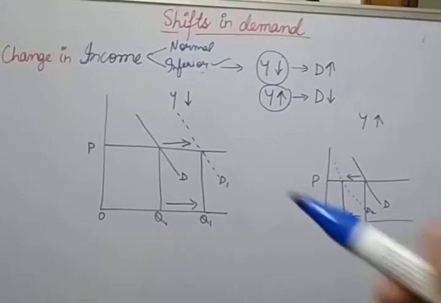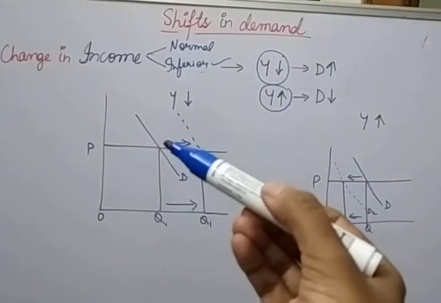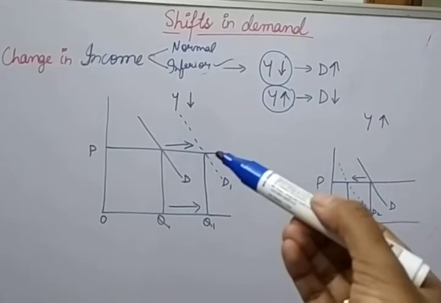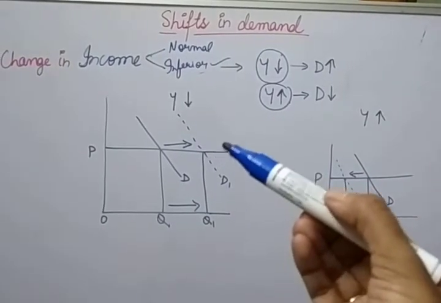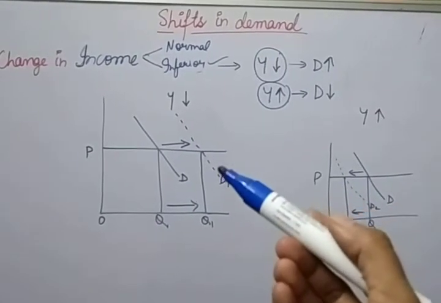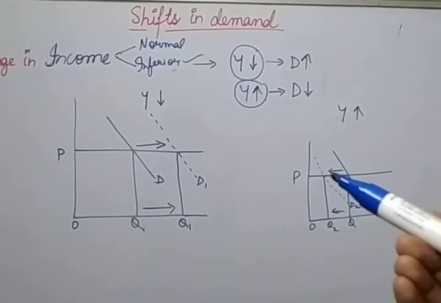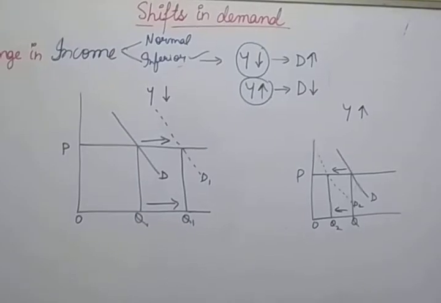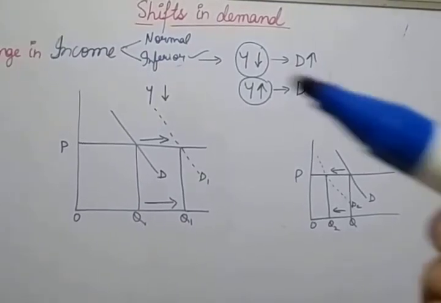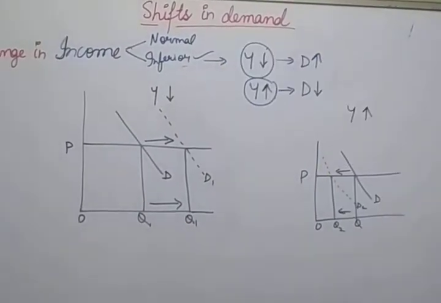So see the changes in the income for the inferior good. If income reduces, he will increase the consumption of the inferior good, because inferior goods are purchased by the consumer due to the lack of income. But if his income increases, definitely he will reduce the consumption of the inferior good, because he will shift his consumption from the inferior good to the normal good.